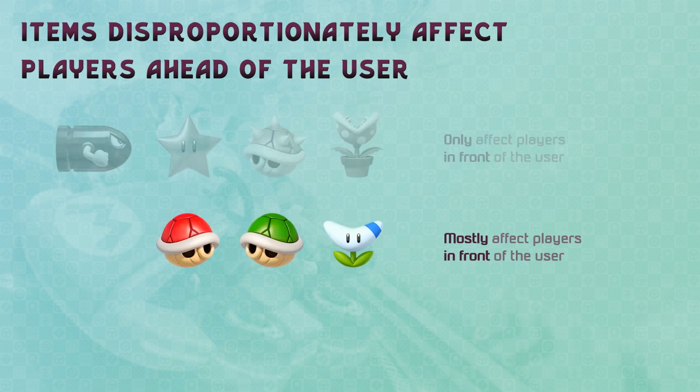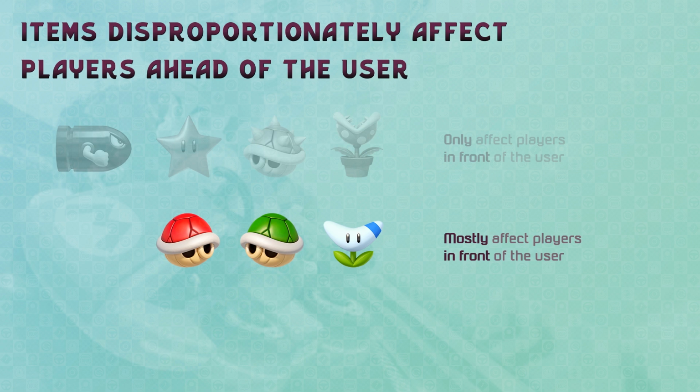Then we also have items that mostly affect players in front of the user, the red shell, the green shell, and the boomerang. If you shoot the red shell forward, it acts as a homing missile to the player right in front of the user. You can also fire it backwards, but then it loses its goal-seeking quality, so then it just goes in a straight line, which makes it harder to hit with the red shell. Even though you got both options here, firing it forward and backwards, firing forward is clearly incentivized through the functionality of the red shell.